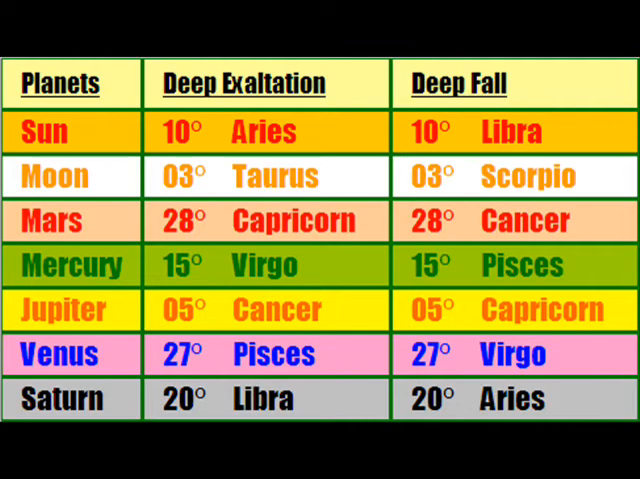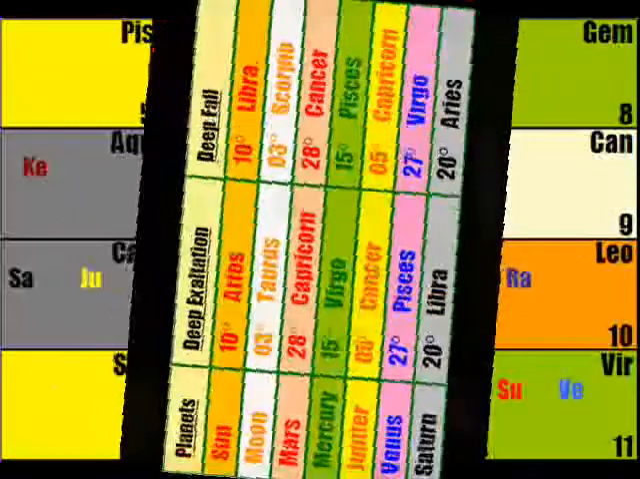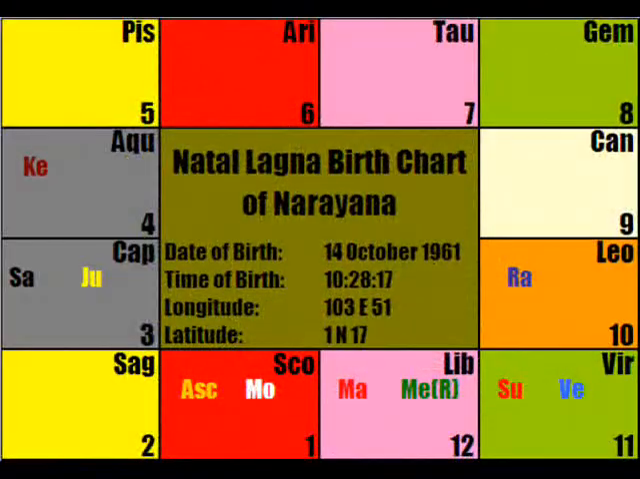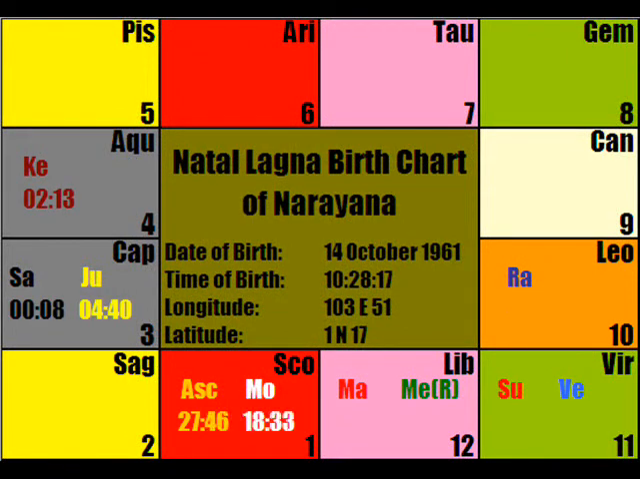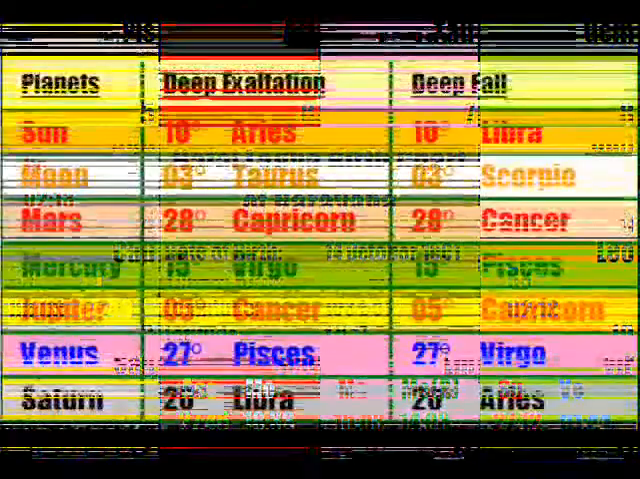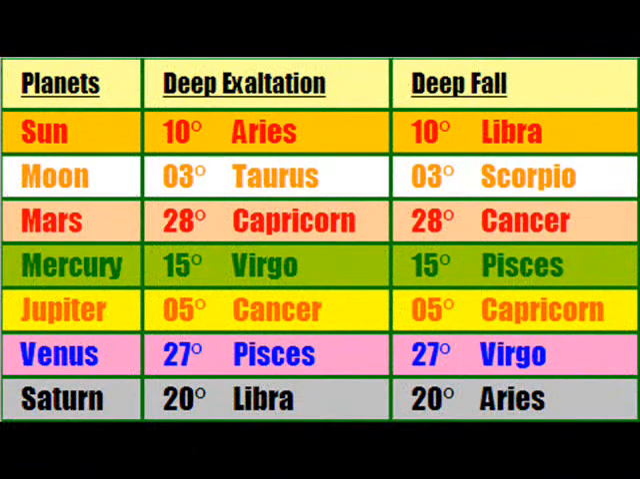I also want to show you Narayana's birth chart again, and this time with the longitudes of the planets for our discussion later. In the next video, I shall let you have the Mula Trikona areas of the planets.